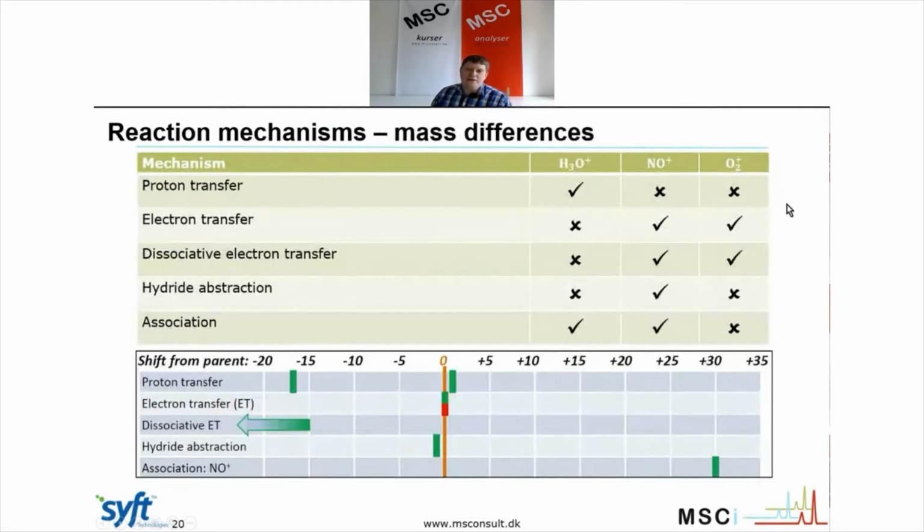And here we have a bit of an overview of the different reaction mechanisms. What you can see is that at the bottom, for instance, when you use proton transfer, you find it at +1 or -17. Electron transfer, you find at the same mass. Dissociative electron transfer, you find at lower masses, depending on how you fragment your analyte. Hydride abstraction, you find at -1. And association, you find at +30. So this way we can take isobaric compounds and differentiate them by simply giving them different masses based on their chemical properties.